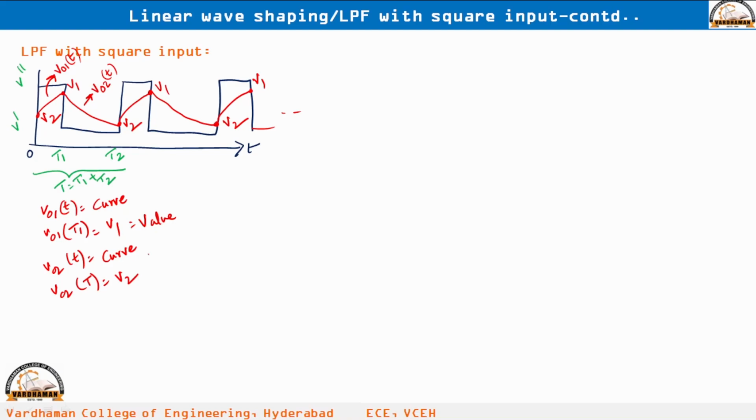So our intention is to get V1 and V2. For that, now we are going to write equations for V01 of t and V02 of t. Then we will substitute t is equal to T1 to get V1 and t is equal to capital T to get V2. That is the way of doing this particular thing. Now, I am writing the equation for V01 of t.